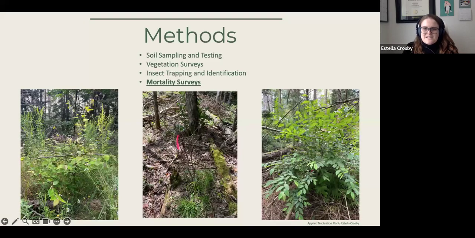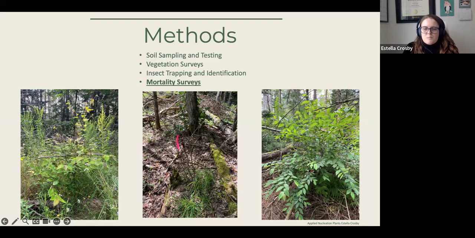The final method/data type is the mortality surveys. So this occurred in all of the plots other than the controlled and unthinned plot type, as those received no transplants, and this occurred one time a year. So any plots which received the Winthrop or goldenrod transplants, the number of goldenrod stems, if there were any, were counted and recorded, and if none were alive, a 0 was recorded.